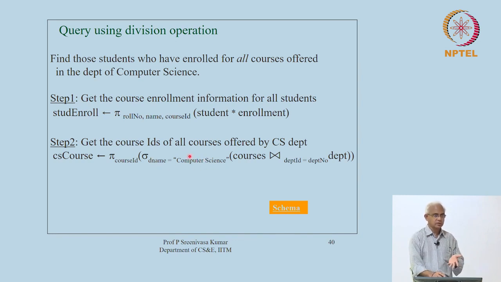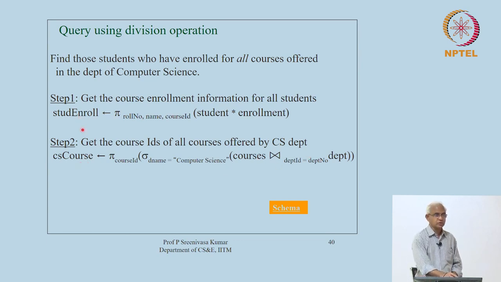We in fact know that it is department number 1 from the data, but anyway we have to go by what is given in the query. So, get the course IDs of all courses offered by the CS department. You can project the course IDs after doing a selection of computer science on this join. So, we will get these CS courses.